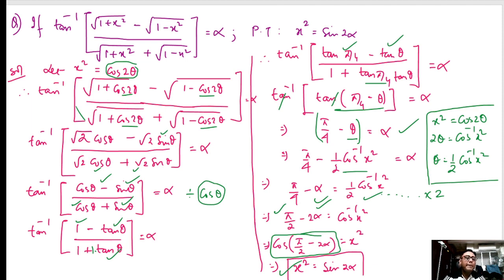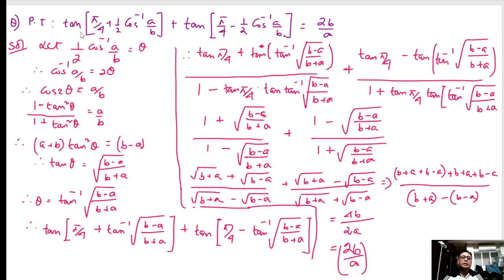Let's see the next sum. Prove that tan inverse of this plus tan inverse of this is coming to b by a. So let us take this part as theta. So cos inverse a by b is 2 theta. So cos 2 theta is a by b. And we know cos 2 theta is 1 minus tan square theta by 1 plus tan square theta, which is a by b. So from here we are simplifying and finding the tan theta. So theta will be what? Tan inverse of this.